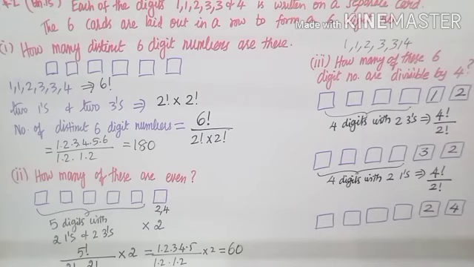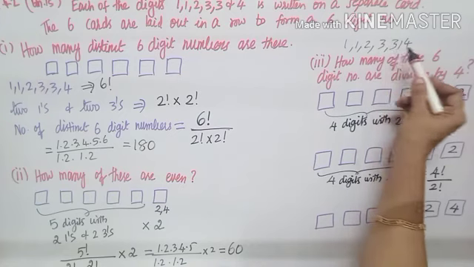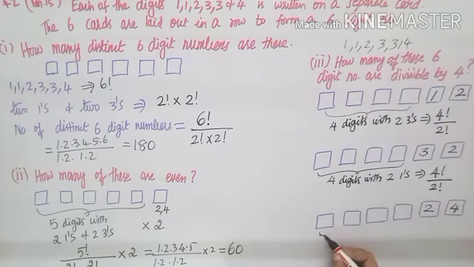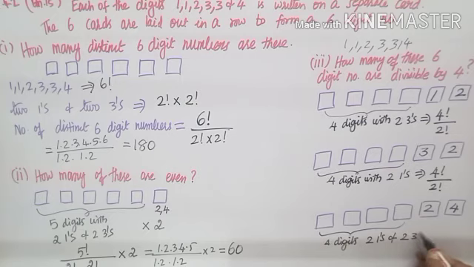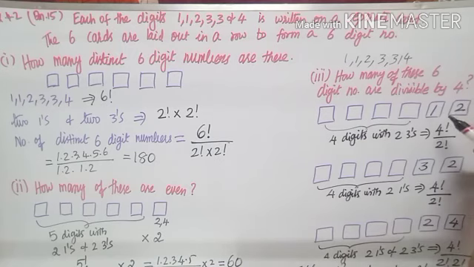Now 2 and 4 I must remove. Remaining 1, 1, 3, 3. So again there are 4 digits, but what is the repetition now? 2 ones and 2 threes are there. So this gives 4 factorial by 2 factorial into 2 factorial. So when 12 ends, 4 factorial by 2 factorial; when 32 ends, 4 factorial by 2 factorial; when 24 ends, 4 factorial by 2 factorial into 2 factorial.